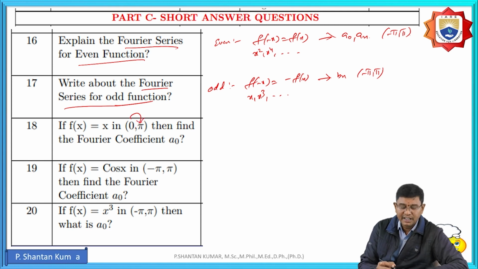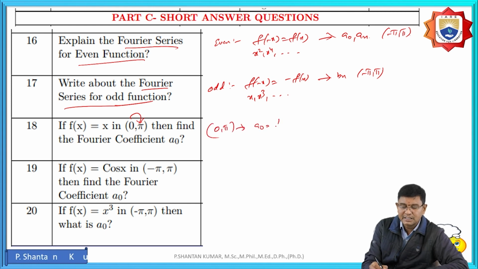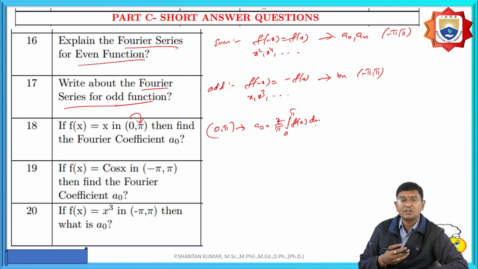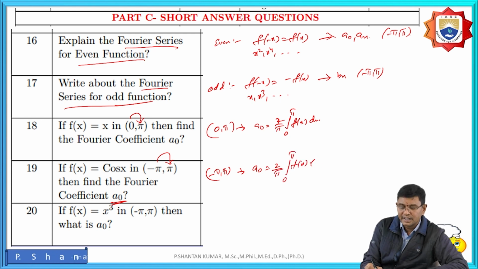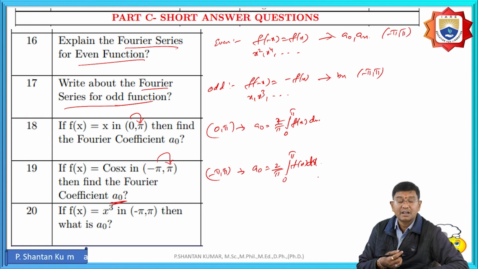For the limits 0 to pi, they are asking to find the a naught value only. That means 0 to pi is nothing but 1 by pi integration 0 to pi, or 2 by pi, of f of x dx. We need to replace f of x, where the function is given as x, and find the solutions. And for minus pi to pi, a naught is nothing but 2 by pi integration 0 to pi of f of x dx. Because they are asking to find only a naught, we replace f of x with cos x, integrate, and find the solutions.